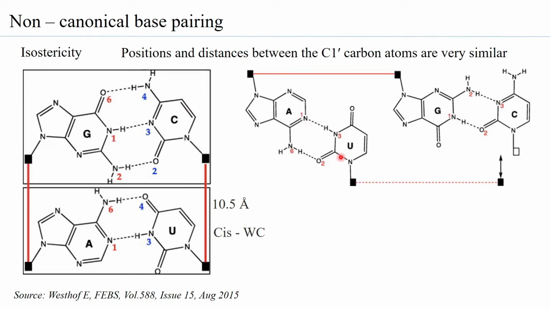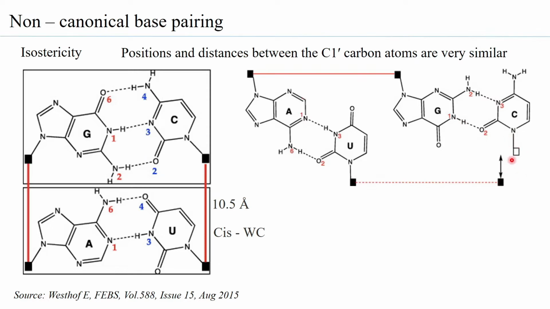But now what you can observe over here is that the GC has the sugar in the trans form. So you can see this is the sugar over here and this is the sugar over here. So when you draw a line of symmetry, you have the sugars in the trans form. Similarly, in the case of AU, you have the sugars in the trans form. In such a case, if you were to measure the distance between the two sugars, the other sugar should have been at this position at 10.5 because this is 10.5.